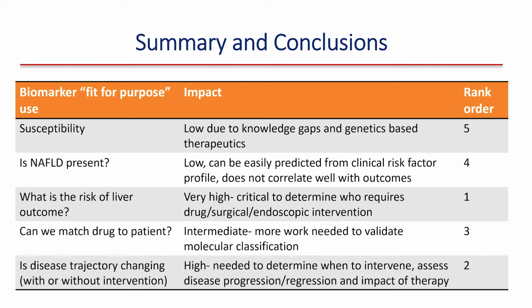So if we were to classify these different types of biomarkers by clinical need right now, I think the most important is that we need biomarkers to be able to risk stratify patients. And then secondly, we need to be able to identify who's changing, what their disease is doing over time. And then the rest would be nice, but I think those two are the priorities.